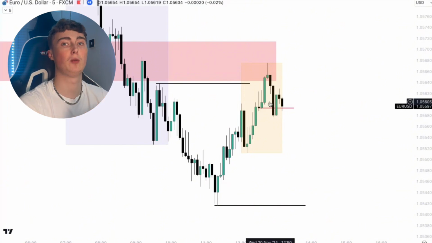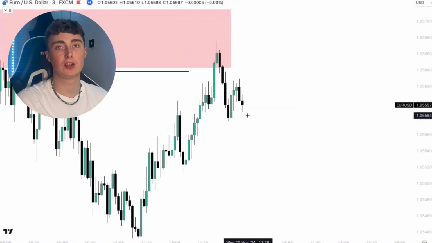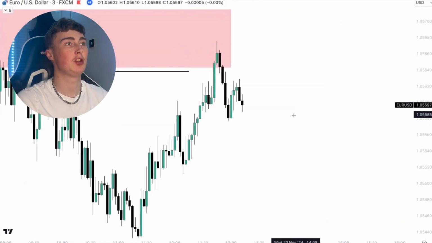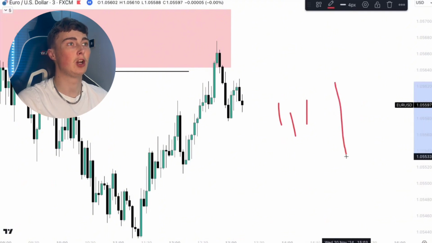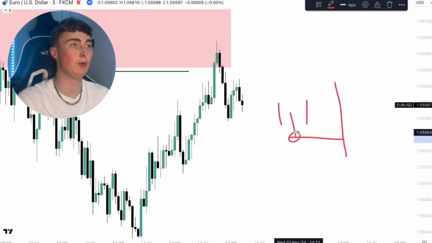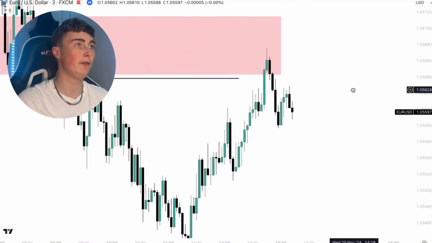The second confluence that I look for is displacement through a swing high, or in this example, a swing low. Now, if you don't know what a swing low is already, essentially we're looking for candles that look like this. We have a three candle formation where one is the lowest in the middle and we have two either side. I'm looking for price to displace and close through that swing low. That is essentially what I'm looking for when I say displacement through a swing low. That is the second confluence.